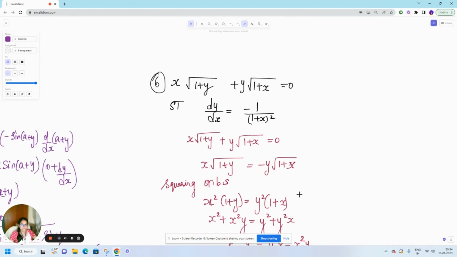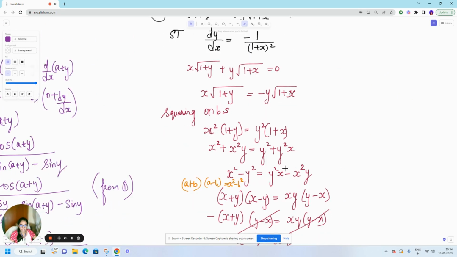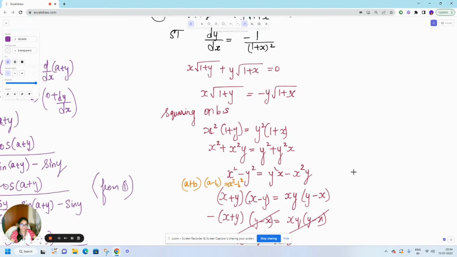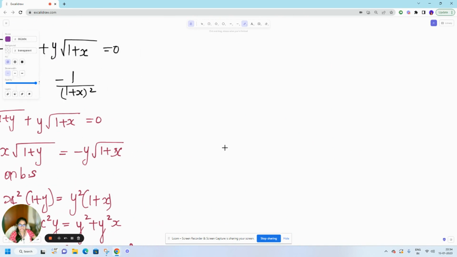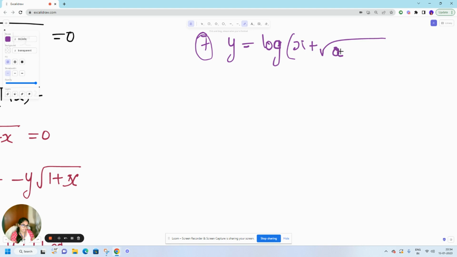Now, can you observe how the derivative becomes easier if you simplify the question a little bit? Okay. So now, moving on to our next question, that is the seventh one. Find the derivative of y is equal to log of x plus square root of a square plus x square.